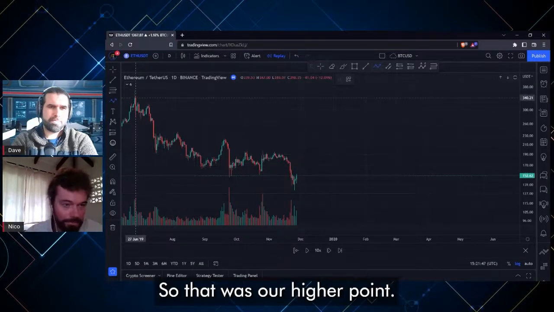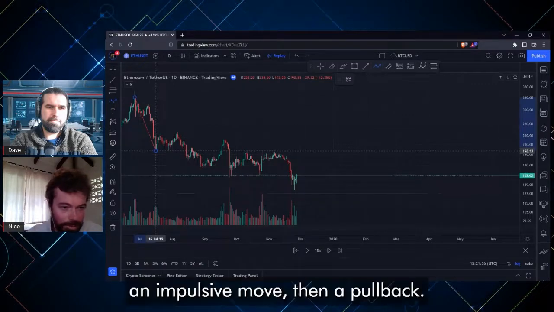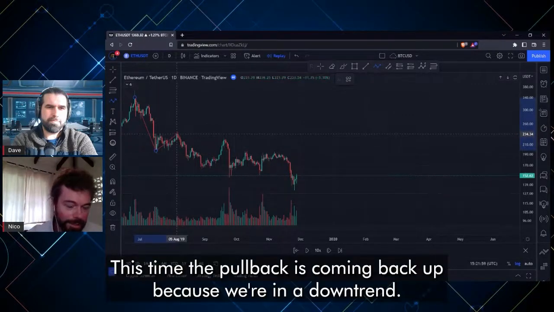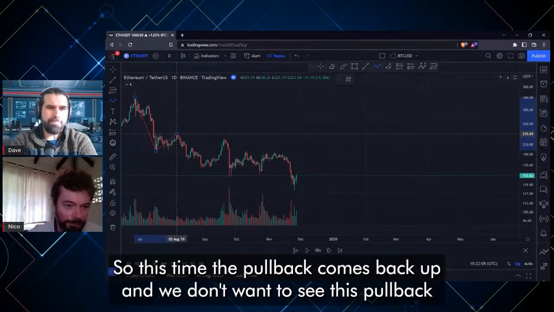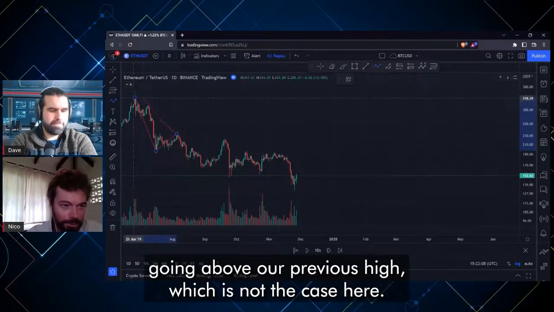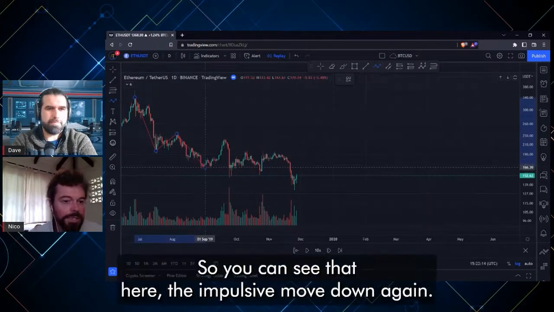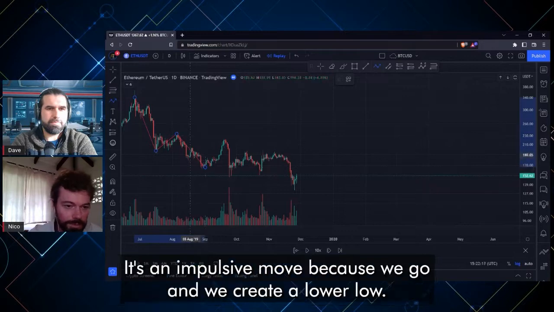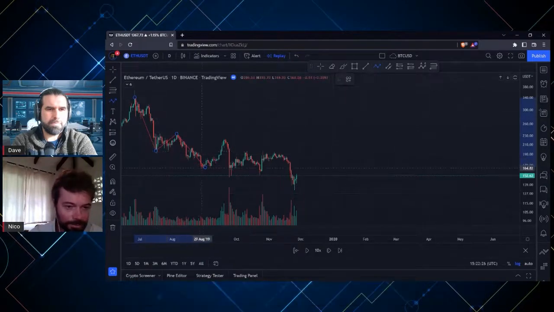So that was our higher point. We start from here and we create a low. So that's an impulsive move. Then a pullback. This time the pullback is coming back up because we're in a downtrend. We don't want to see this pullback going above our previous high, which is not the case here. Next impulsive move down. Again, it's an impulsive move because we go and we create a lower low. So we go under our previous low, we create a lower low, then a pullback again.